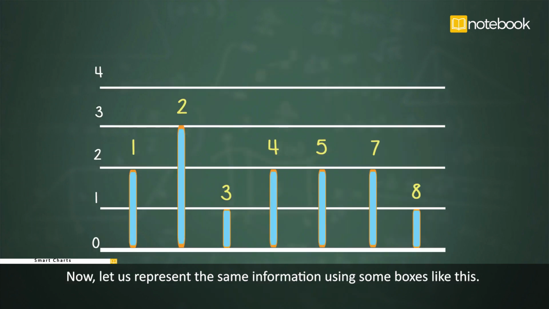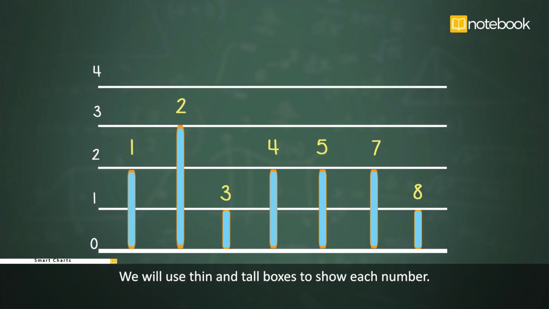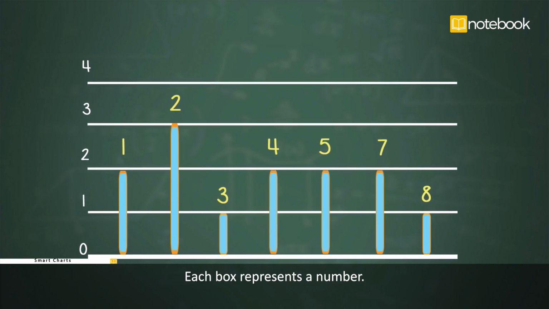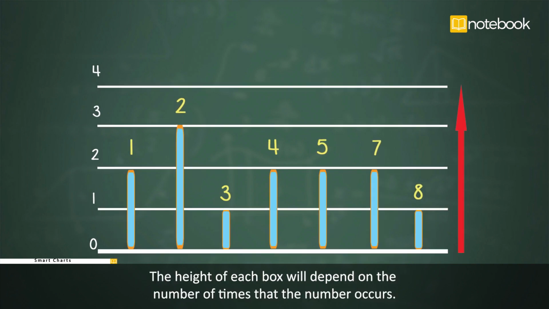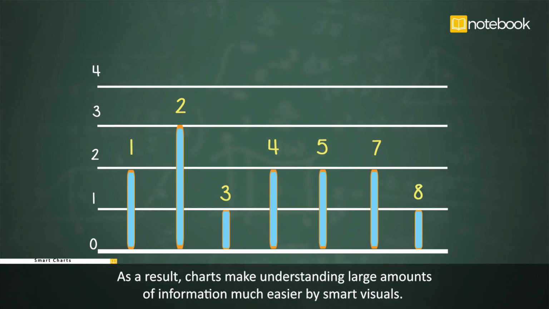Now, let us represent the same information using some boxes like this. We will use thin and tall boxes to show each number. Each box represents a number. The height of each box will depend on the number of times that the number occurs. Now, you can take only a single look at the chart and realize which number is the greatest and which number is the most common from the box sizes. As a result, charts make understanding large amounts of information much easier by smart visuals.